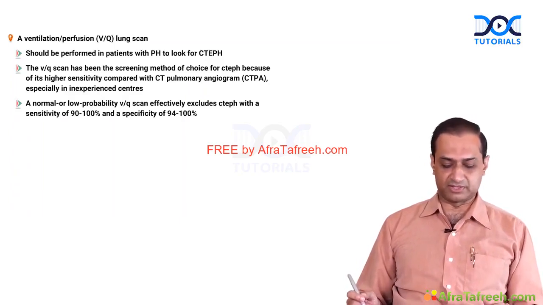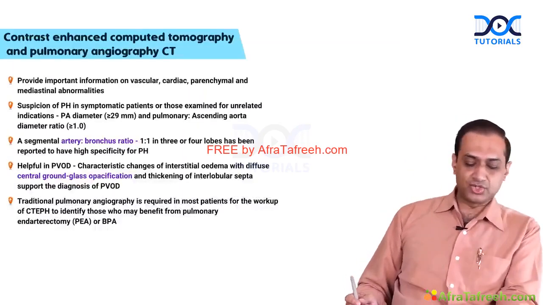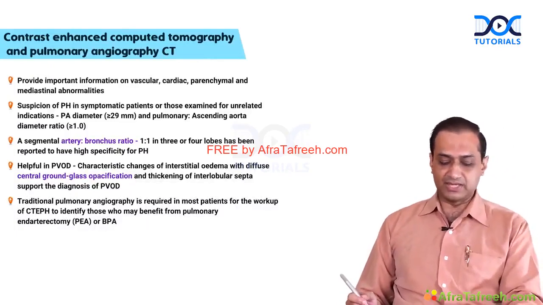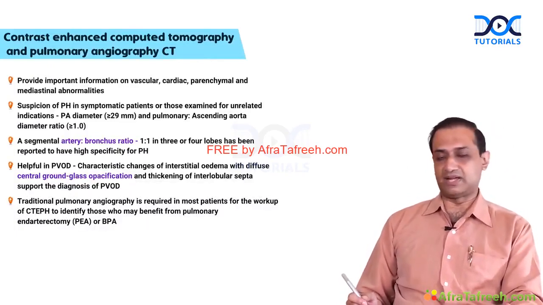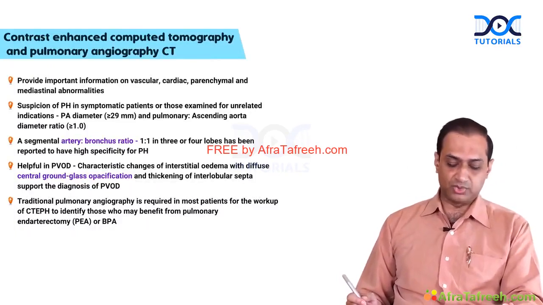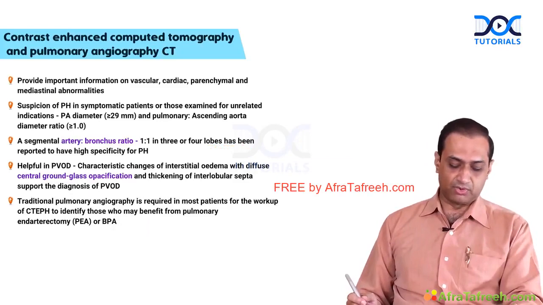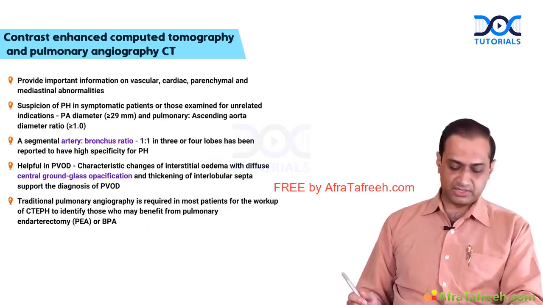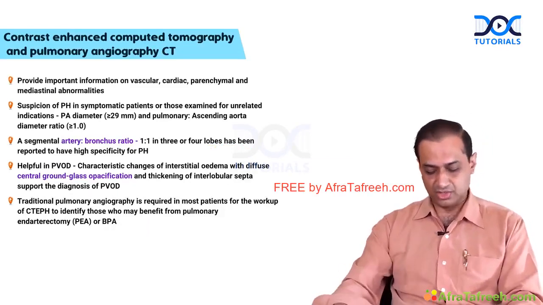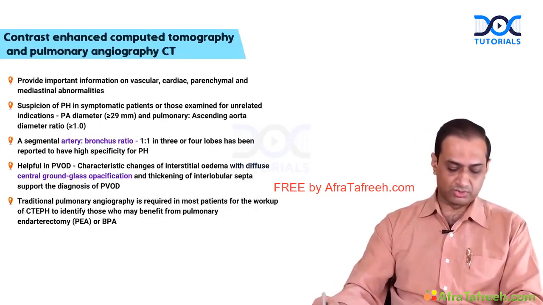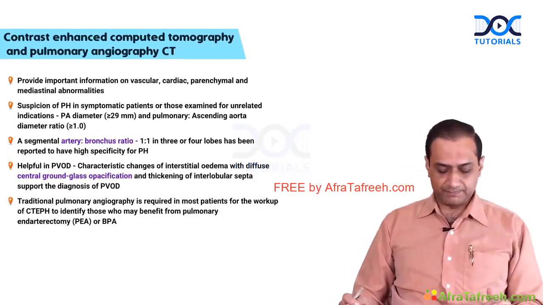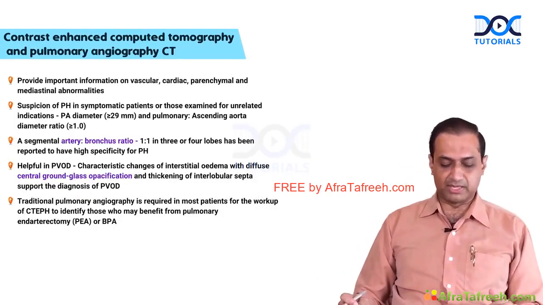But CT pulmonary angiogram with high contrast CT thorax raises the suspicion of PH in symptomatic patients who have PA diameter more than 29 and PA to aorta ratio of more than 1. Artery to bronchus ratio more than 1 in 3 or 4 lobes is also a diagnostic finding of PH. In pulmonary vascular obstructive disease, central ground glass opacification with thickening of interlobar septa may also be present. Traditionally, pulmonary angiogram was required for CTEPH to identify those who benefit from pulmonary endarterectomy.